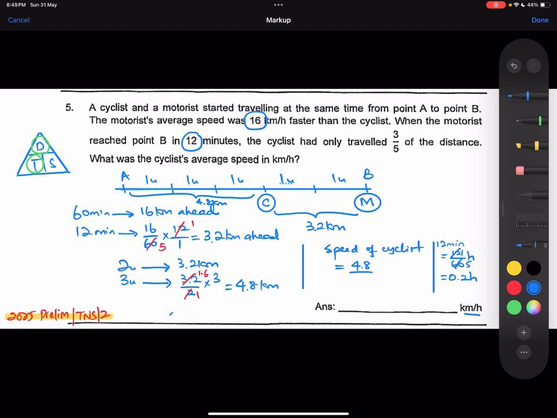Now back to the speed. 4.8 distance divided by time, which is 0.2 hour, will give us 24 km. This is our answer, 24 km per hour.